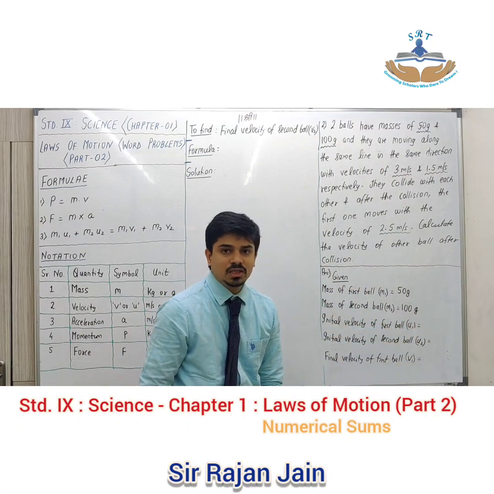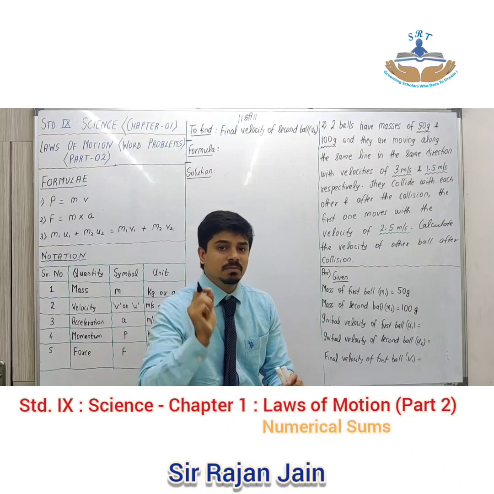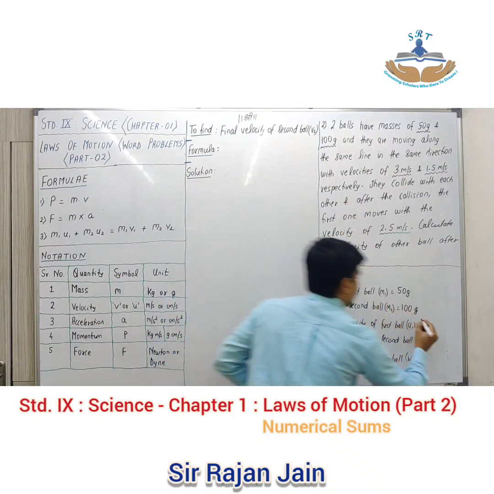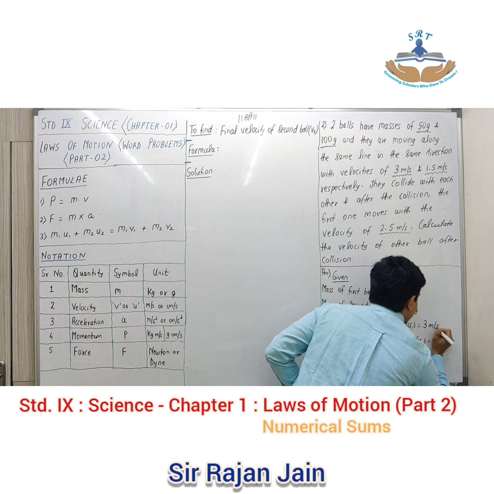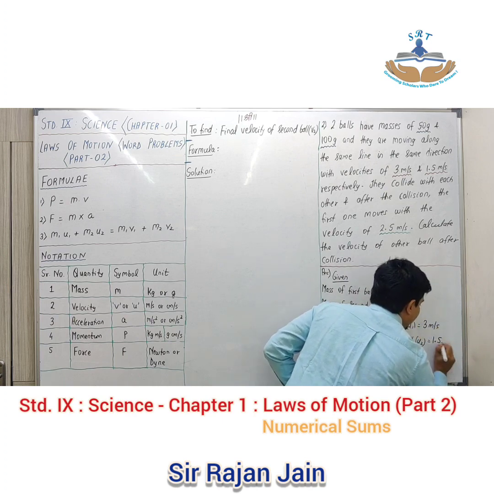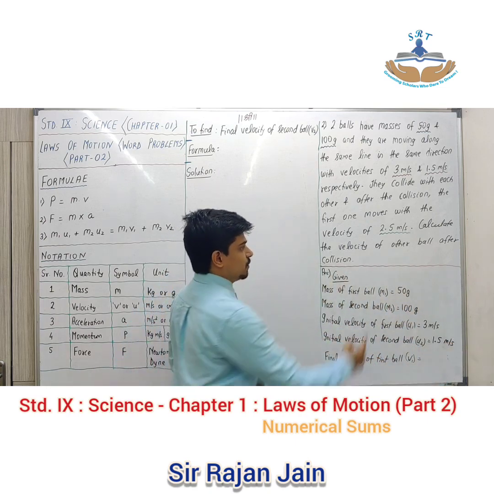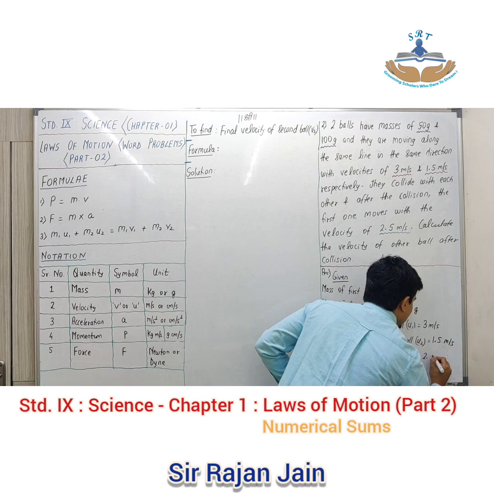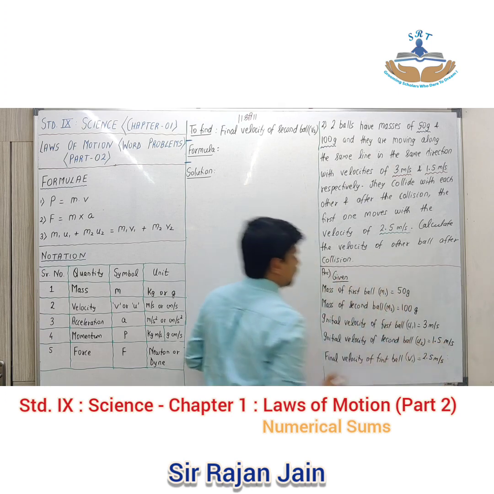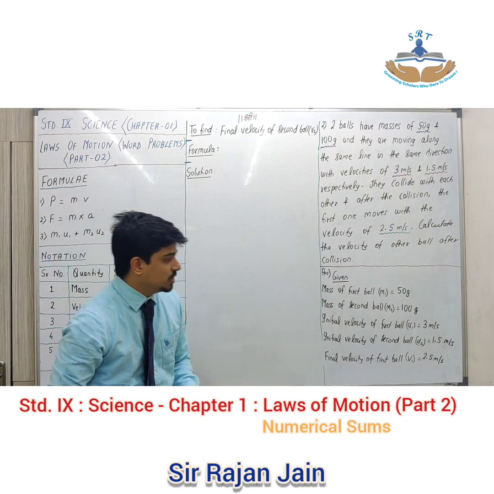Initial velocity of the first ball. Initial velocity means, again I repeat, it is the velocity before collision. So before collision, the first ball's velocity is 3 meter per second and the second ball's velocity is 1.5 meter per second. Final velocity of the first ball after collision, the velocity of the first ball is 2.5 meter per second, and they are asking us the final velocity of the second ball.